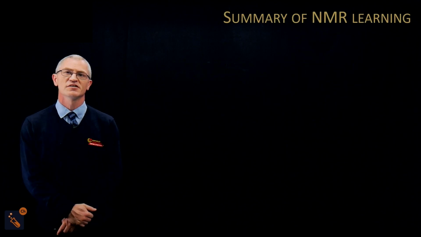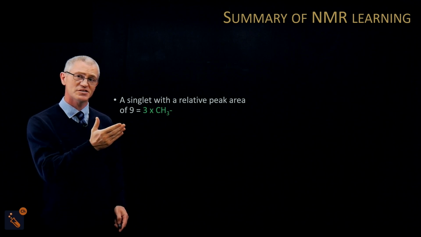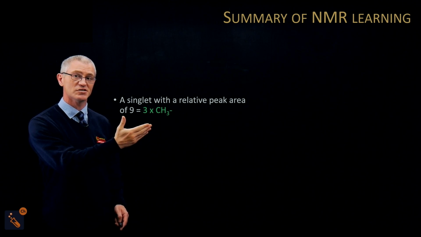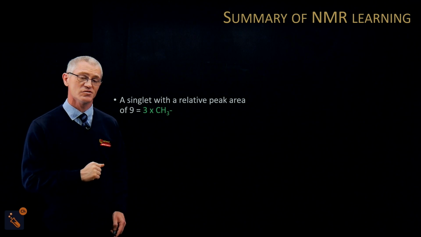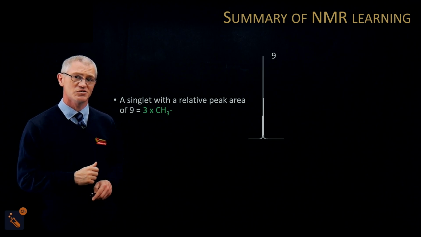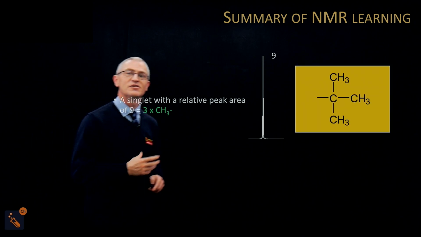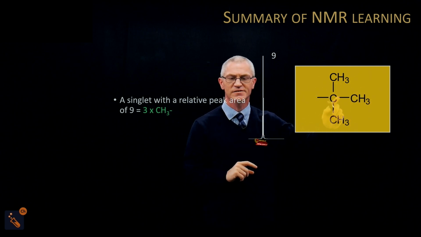So let's summarise our learning from that NMR. First of all, if you see a singlet with a relative peak area of 9, it's more than likely to be 3 times CH3s. And those CH3s will be bonded to a carbon with no hydrogens on it. Really important, because it's a singlet like this. So you've got that kind of group. Really important that you know that. Look at this 9, straight away, your brain goes, that's that group.